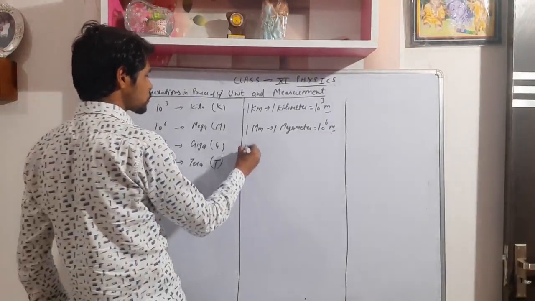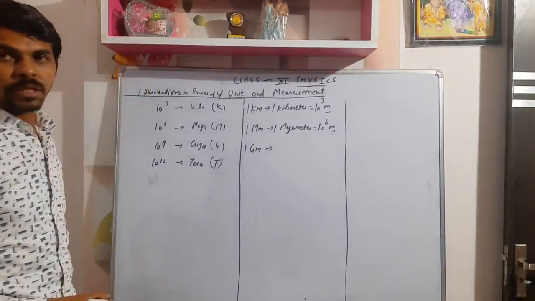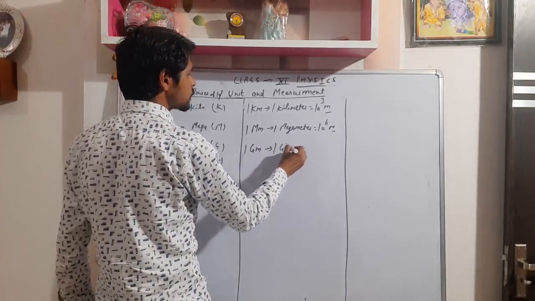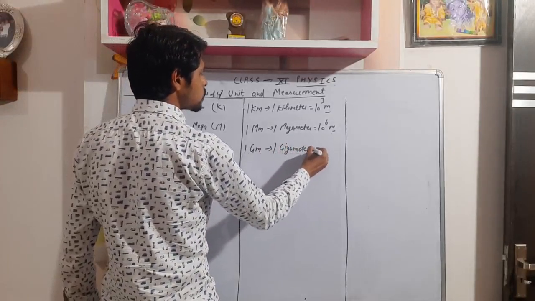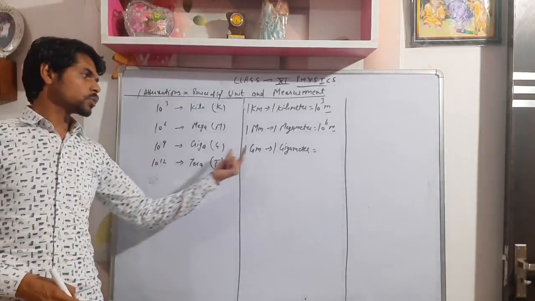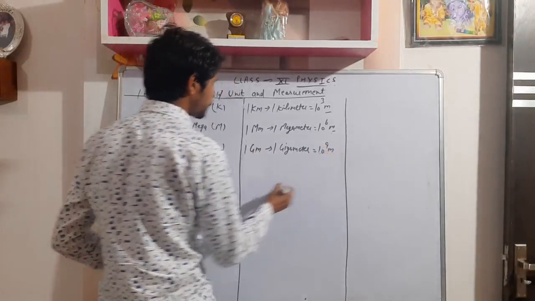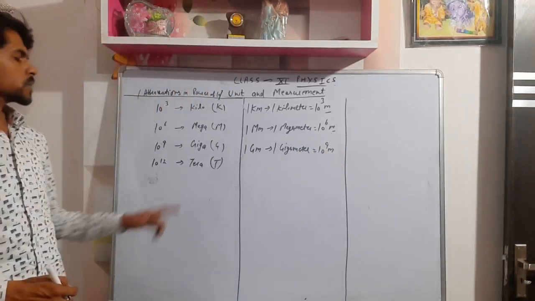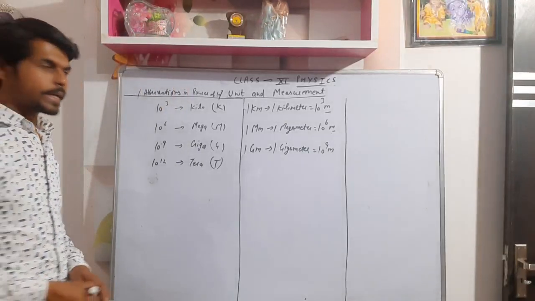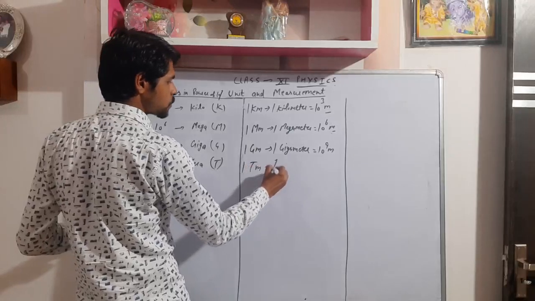And what about next? 1 Gm means gigameter. What stands for giga? 10 to the power 9 is called giga. So 1 gigameter is 10 to the power 9 meter. And 10 to the power positive 12 is called tera. So if Tm is written, it means 1 terameter.